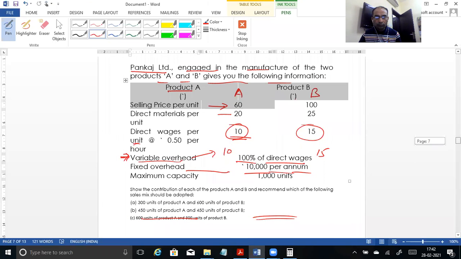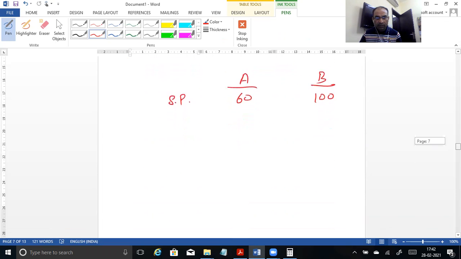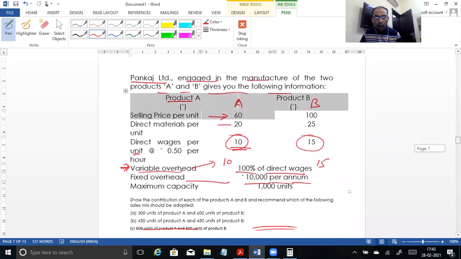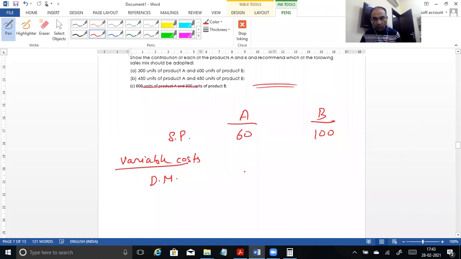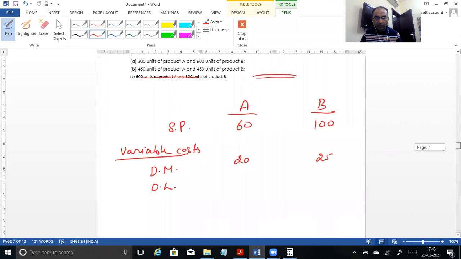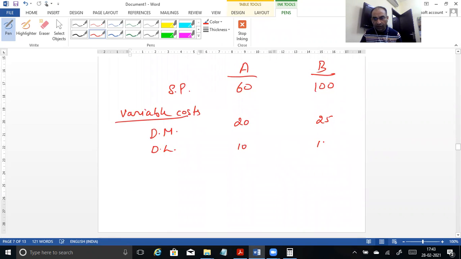Then direct material is given 20, 25. So let us write here all the variable costs. Direct material for product A is 20 and for B it is 25, right? So it is 20 here, 25 here. After direct material, they have given you direct labor, or direct wages, 10 and 15. So it is 10, it is 15, right?